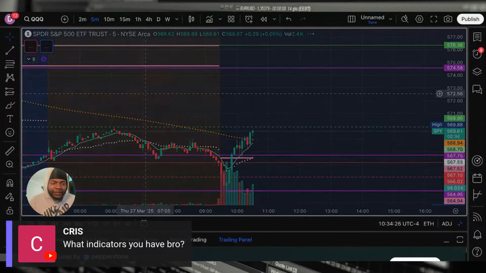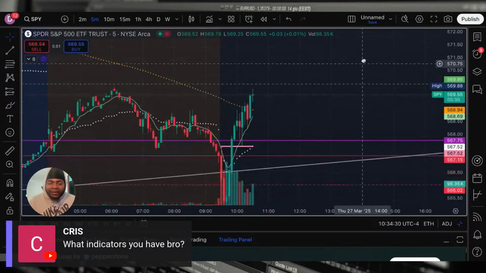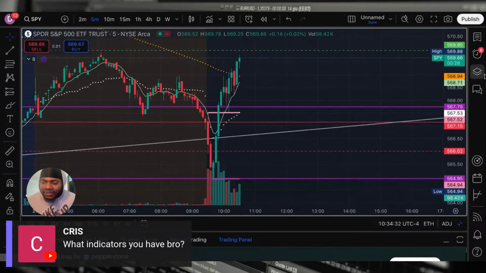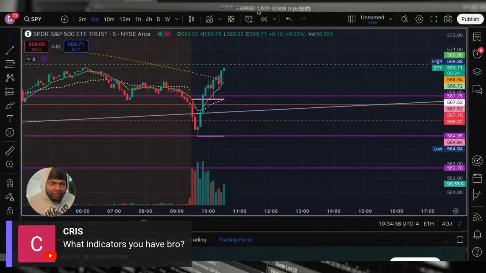Like I said, I do got a video going over all of these. It's called my indicators or something like that, ORB indicator, something like that. My TradingView indicators, a video I made a couple months ago.